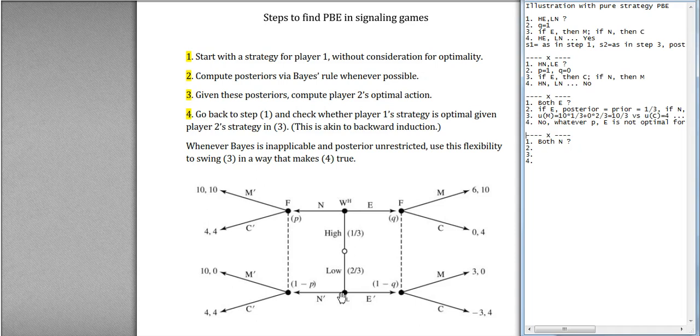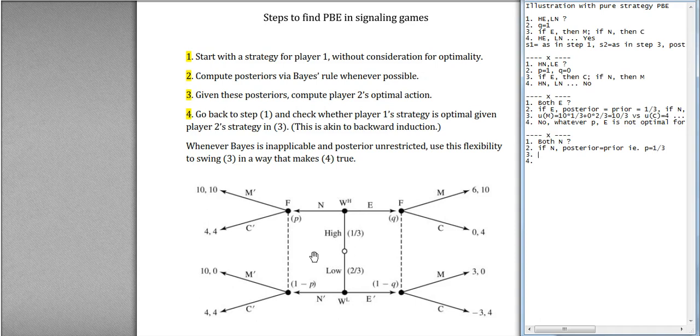And now to the last candidate equilibrium. Is there one in which both types of player 1, high and low ability, do not get educated? All right, so that's step number 1. We've specified a strategy for player 1. Let's compute the posteriors. If you observe N, well, that's what you expect. The posterior is the same as the prior, and that is to say that P is equal to 1/3.